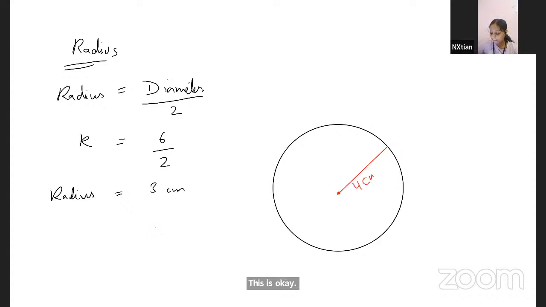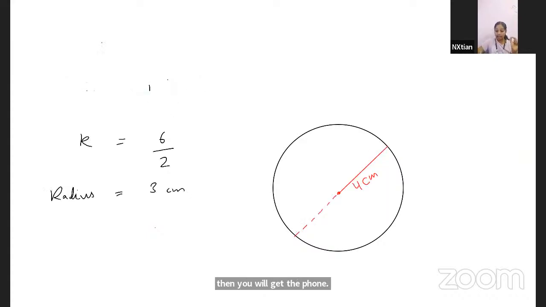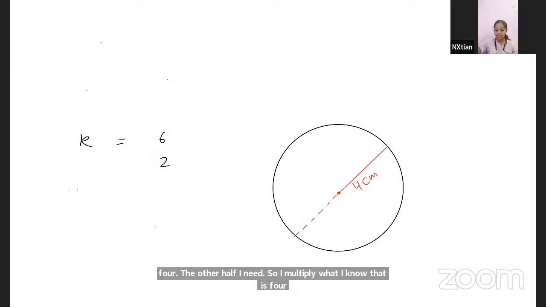4 centimeter. I have my radius 4 centimeter. What I have to find is this half portion, the dotted line. Then you will get the whole diameter. Because I have the half part and I need the other half of the diameter. Half I know is 4. The other half I need. So I multiply what I know, that is 4, with 2 to obtain my diameter.